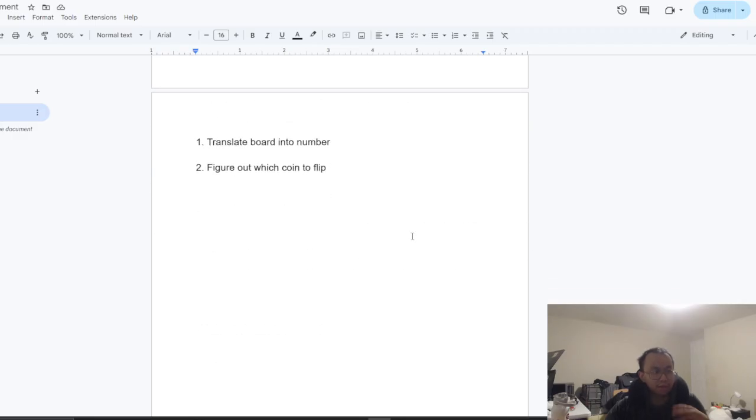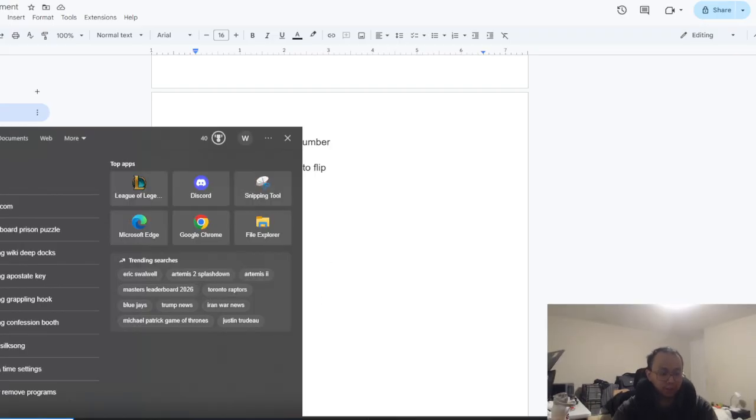Now, this solution obviously requires two distinct algorithms. One, we need to first translate a board into a number consistently, and then figure out which coin to flip. The same board must always give the same number, and every board must represent only a number between 1 and 64, and allow us to turn any number from 1 to 64 into any other number using a single coin. There we go. So that's essentially the core of the problem. Now we're going to talk about the solution.